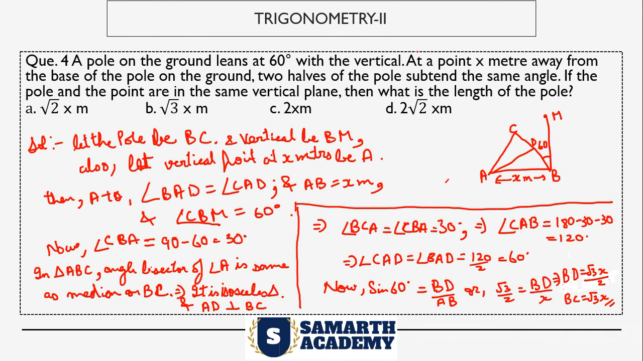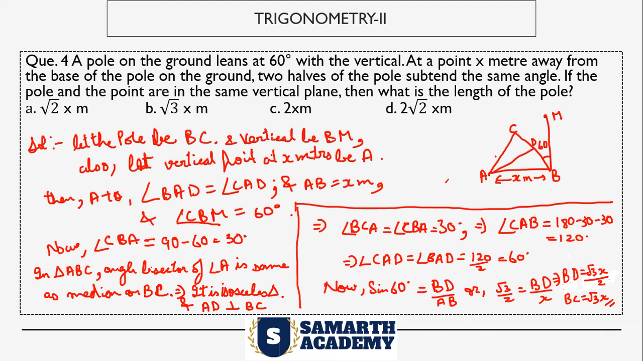Moving on. A pole on the ground leans at 60 degrees to the vertical, right? So let's say the pole is BC. So it leans at an angle of 60 degrees with the vertical. Vertical means 90 degrees. So let BM be vertical here. Now a point x meters away from the base, two halves of the pole subtend the same angle. So let the point be A. So at A, whatever angle these two halves of the pole are subtending is equal, right?